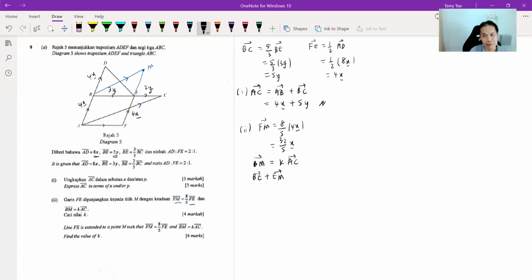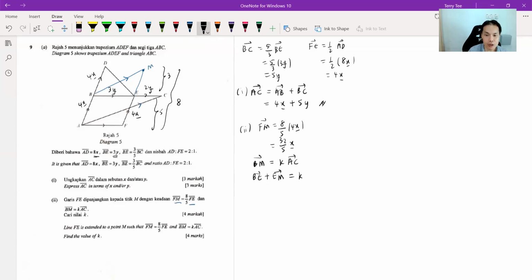Maybe I shouldn't have found FM. I should just find EM straight away, because if this is 8 to 5, this is 8, this is 5, therefore EM should be 3. So we can do it that way. There's no point finding FM unless you want to go B to A to F, F to M. That also works. There are so many ways to do it.